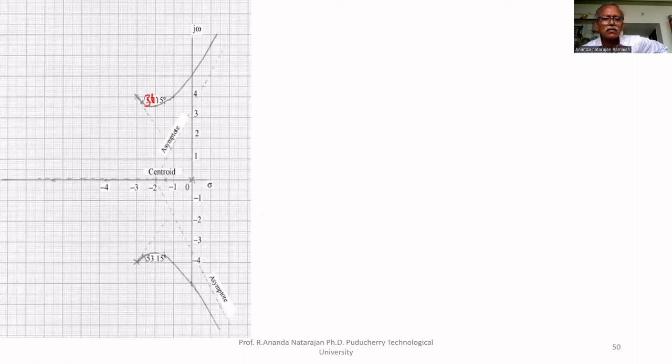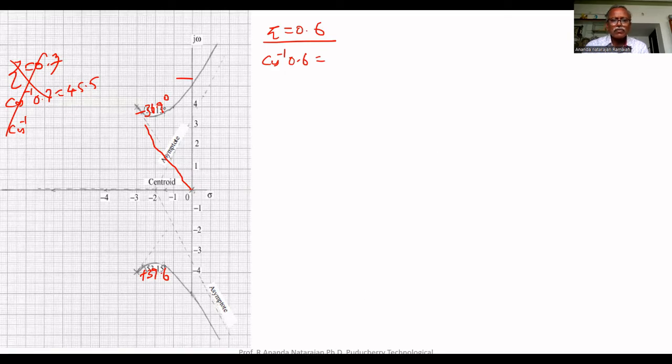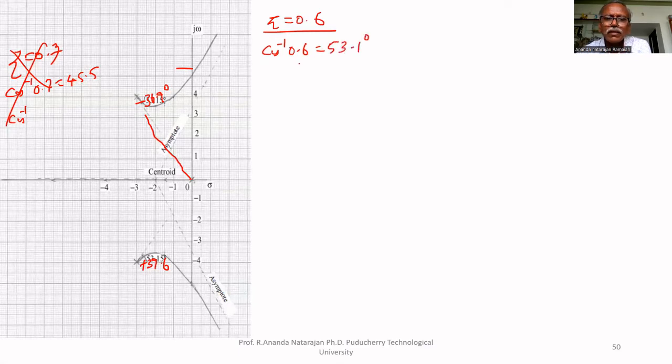This is 36.9 degree. Zeta equal to 0.6. For that, we have to find the value of K. Therefore, cos inverse of 0.6 equal to 53.1 degree. So we have to draw a line at an angle 53.1 degree. So the angle here is 53.1 degree. This is zeta equal to 0.6, the constant zeta line.